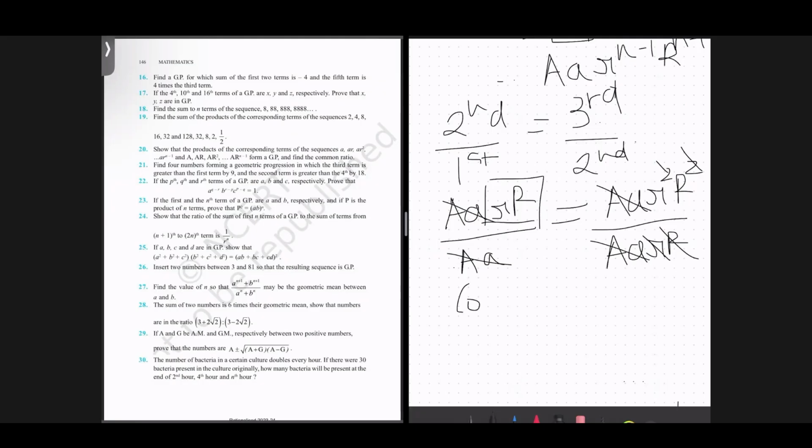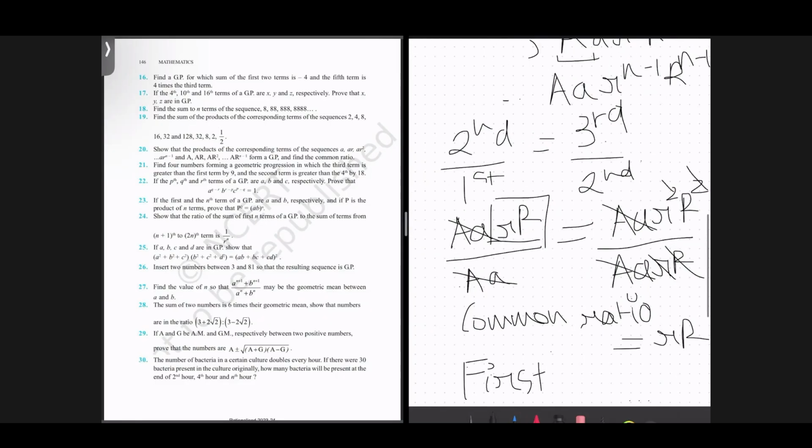So the common ratio of the newly formed GP is going to be small r, capital R, and the first term of this GP is going to be the first term we obtained, and that is small a, capital A. Correct. And that was the solution. That is how we showed that these terms are in a GP. And yeah, so moving on to the next question.